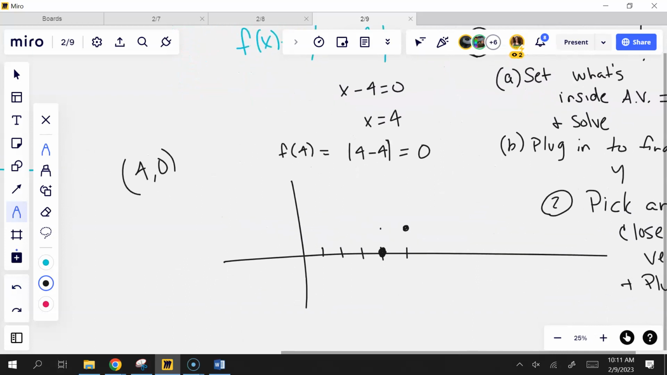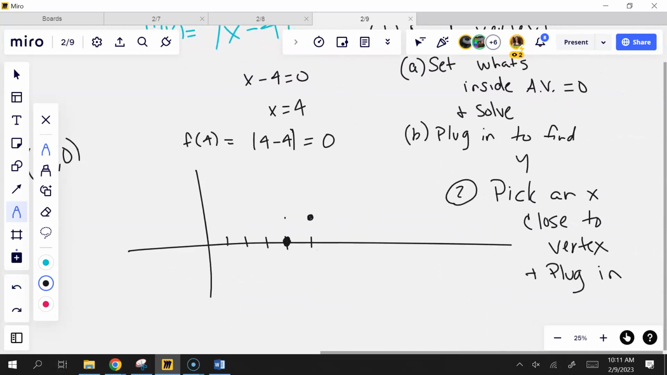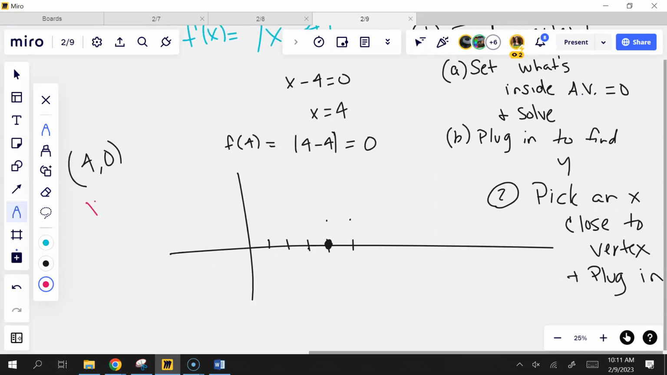Here we pick, what should we pick? We can pick 3 or 5, either one, it doesn't matter. I was just giving the example Logan was using. So, all right, somebody said 3. If I choose 3, then y equals the absolute value of 4 minus 3, which is the absolute value of 1, which is 1, right?